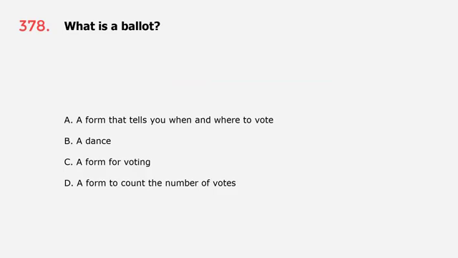Question 378. What is a ballot? A. A form that tells you when and where to vote. B. A dance. C. A form for voting. D. A form to count the number of votes.